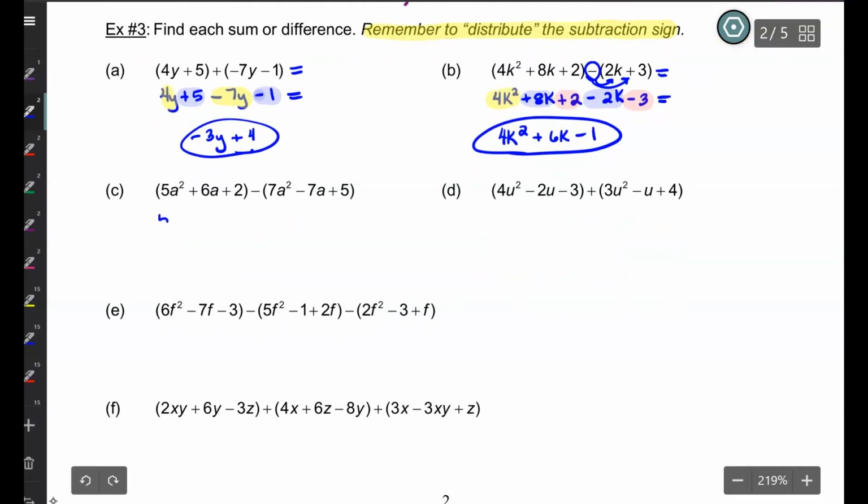Okay, next one, I have a 5a squared plus 6a plus 2. And this is a subtraction, so I'm going to subtract everything in this second. So that's going to be a -7a squared. Now, minus a -7a will make this a plus 7a. And then minus a positive 5, so that'll just be -5.